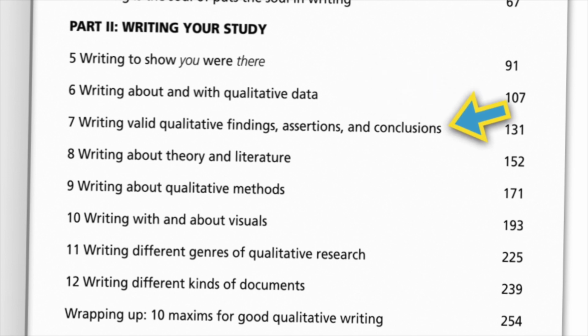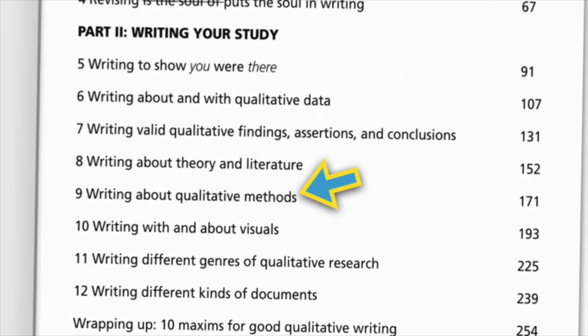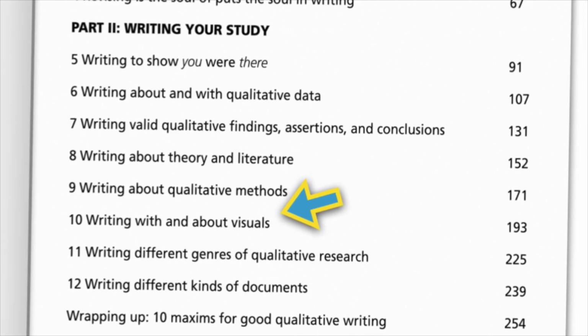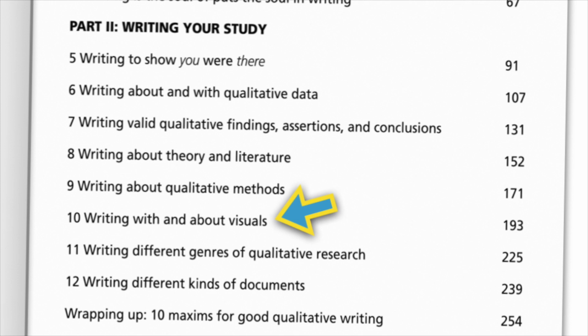Chapter 7 moves beyond the raw data to what you make of it, showing you how to craft valid findings, assertions, and conclusions that convince readers. Chapter 8 illuminates the often difficult topics of writing about theories and the scholarly literature. Chapter 9 gives you all you need to know about crafting a method section or chapter. Chapter 10 provides loads of options and examples of visualizations you can put in your qualitative manuscripts.